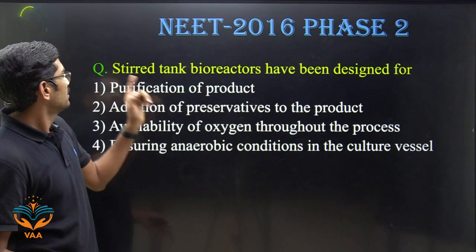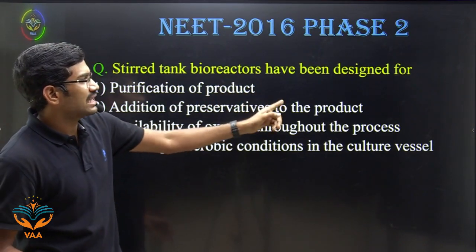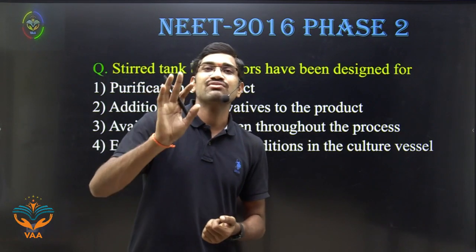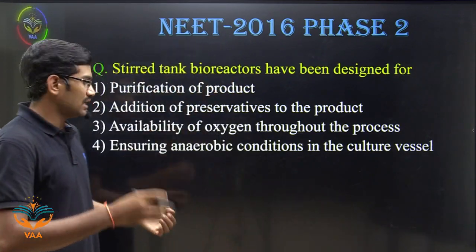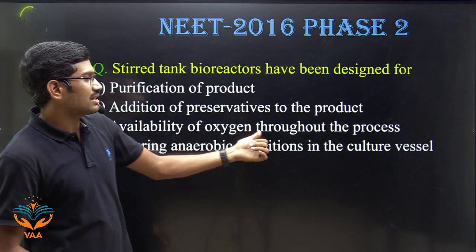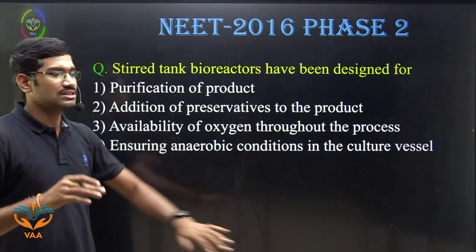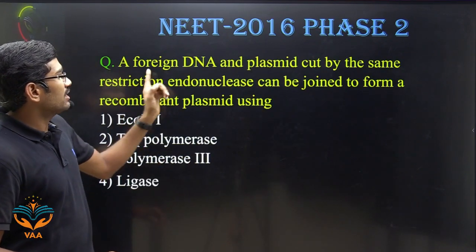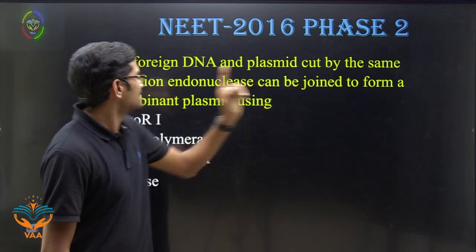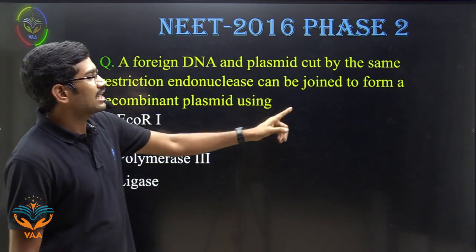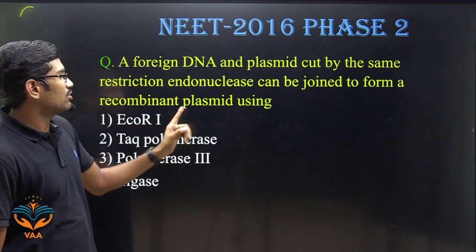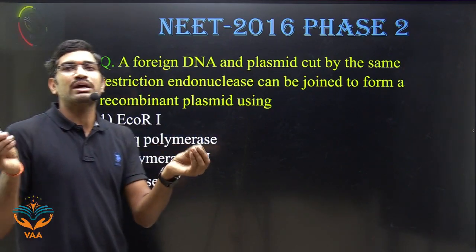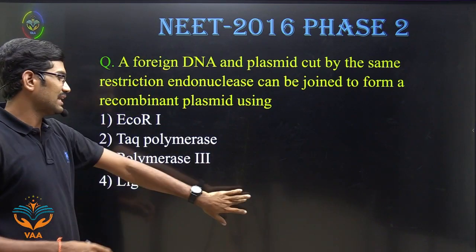Okay. Next one. Stirred tank bioreactors have been designed for. Please remember, whenever there is stirring, it is for the growth of aerobic organisms. Yes or no? So here, availability of oxygen throughout the process. That's it. So the answer is option 3. Okay. Next one. A foreign DNA and plasmid cut by the same restriction endonuclease can be joined to form a recombinant plasmid using. So what is used to attach these DNA fragments? So it is the ligase enzyme.